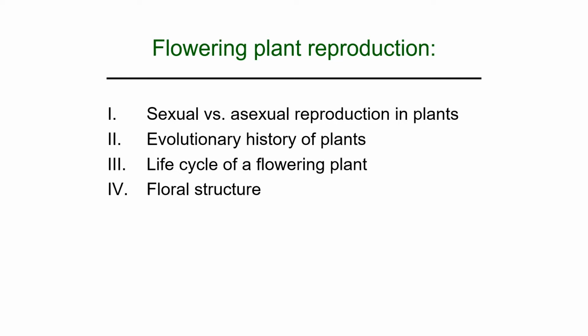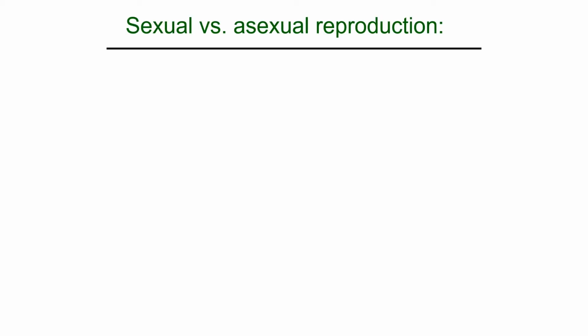So we'll start by thinking about sexual versus asexual reproduction in plants, talk about plant evolutionary history, then get into life cycles, and then floral structure. So first, let's think about sexual versus asexual reproduction in plants. Take a minute, stop the lecture, jot down what you know about those two different forms of reproduction, and then start back up again.